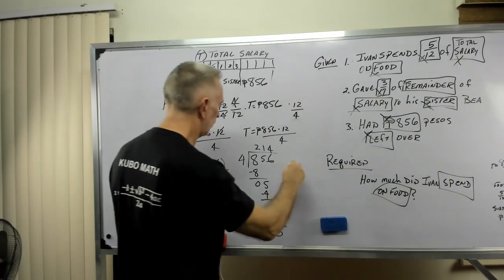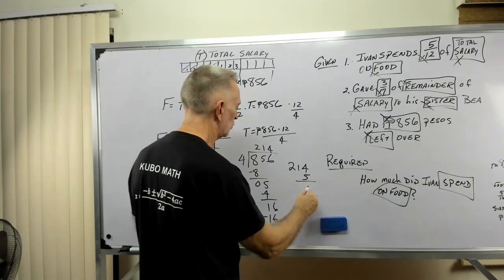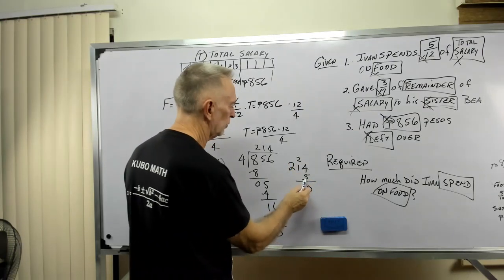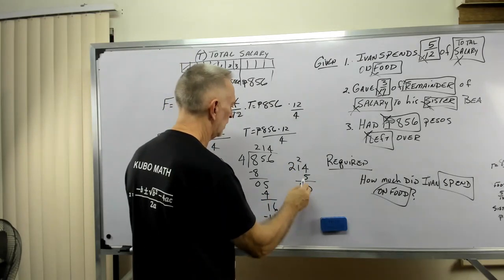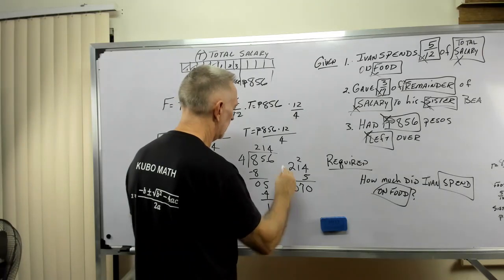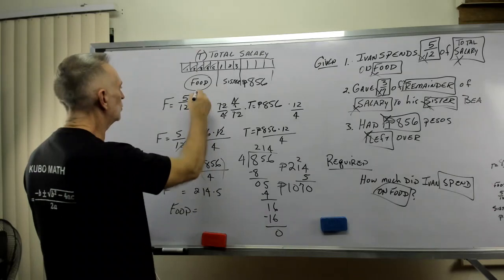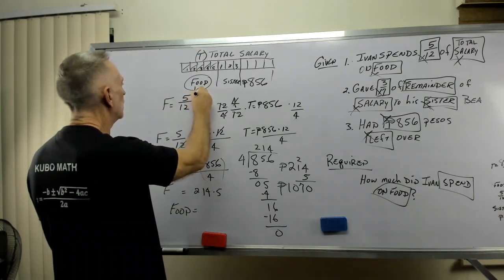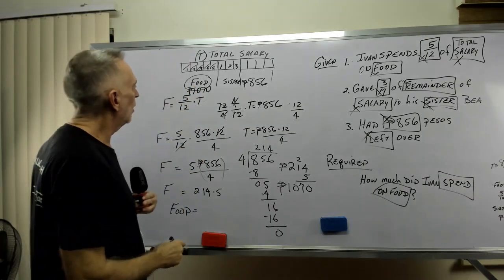Okay, so 214 times 5. 5 times 4 is 20. Carry the 2. 5 times 1 is 5, plus 2 is 7. 5 times 2 is 10. So he spent 1,070 pesos. So 1,070 Ivan spent on food.